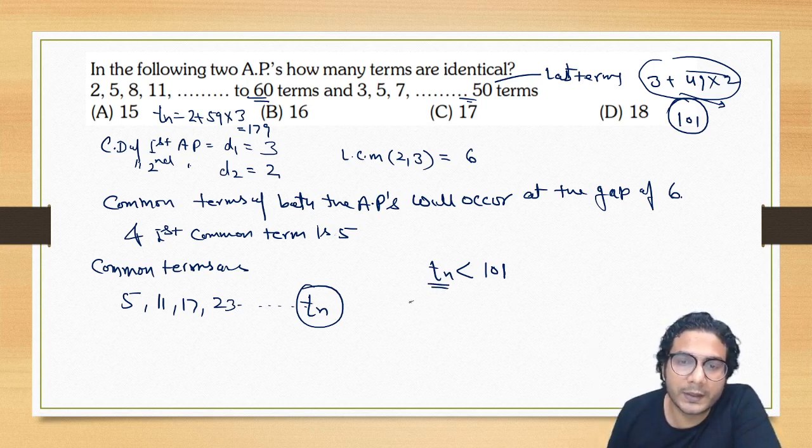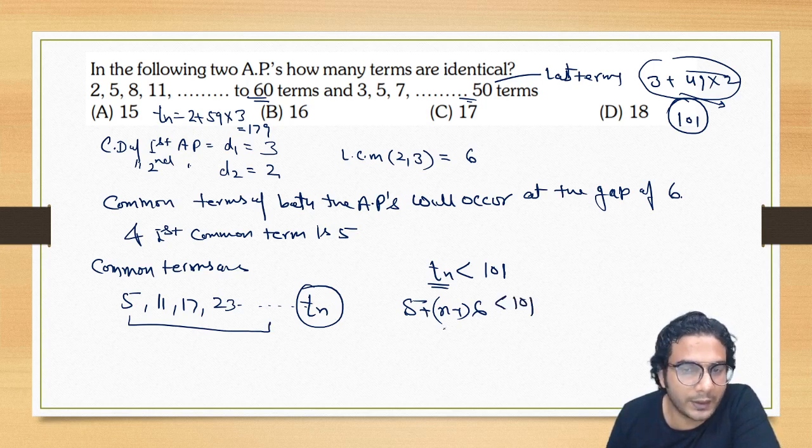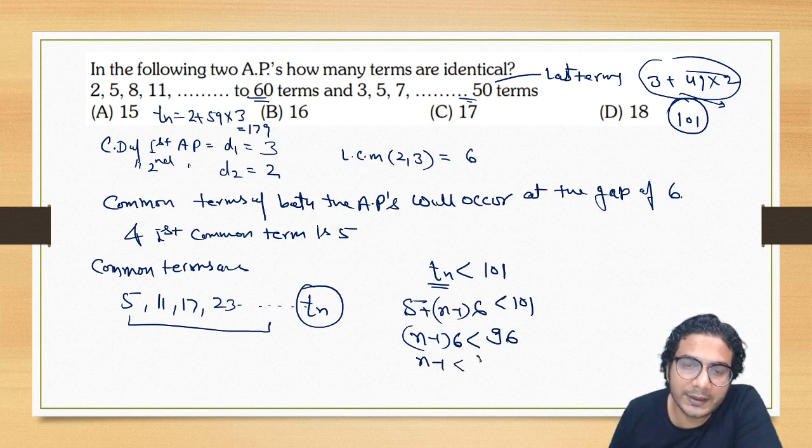All right. So what is the first term? First term is 5 plus n minus 1 into d, where d is 6. I'm writing the nth term of this sequence. This is less than 101. So I'll get n minus 1 into 6 is less than 101, subtract 5, it is going to be 96, and then divide by 6. So n minus 1 is less than 96 divided by 6. So 96 divided by 6 is what? 16. Less than or equal to, actually, equality you can also put. Maybe 101 might also be the last common term, so if you are getting n as an integer, then that is true.